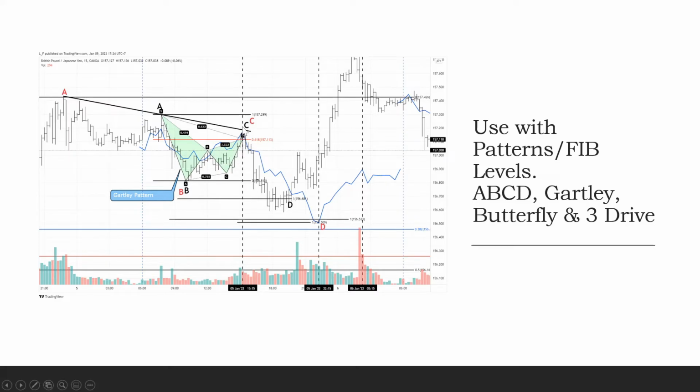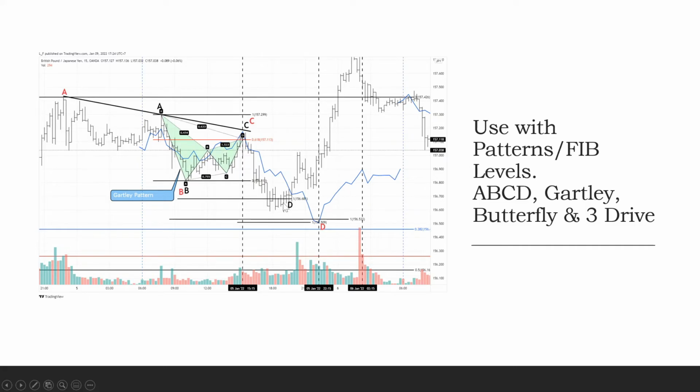We want a pattern coming into a time at a fib level, and that gives us the high probability chance that it'll go in our direction. And with a trade like this, you would only need to risk about 20 points. Put a stop loss up here, and that would give us a good 3-to-1 risk reward. That's what we look for.